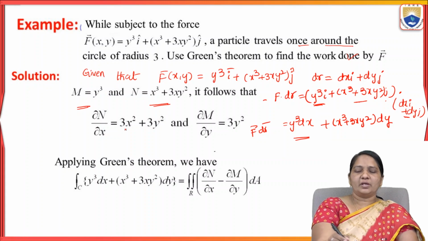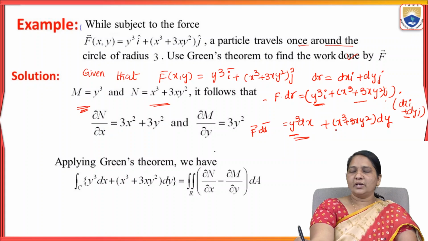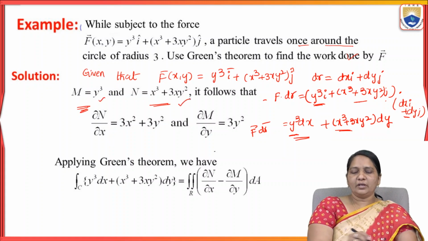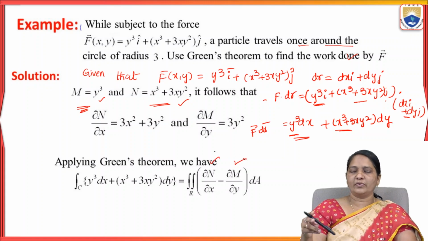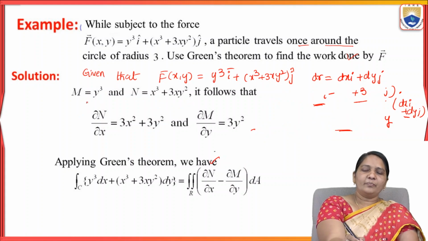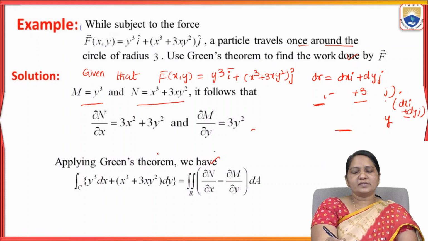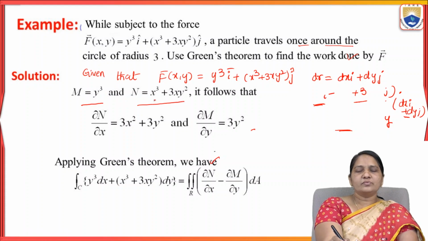So here M dx plus N dy. The M value is the M dx form, so M is y cube, and the N dy form gives N as x cube plus 3xy square. So here we know M and N. If we know M and N, according to the statement, we can find dou N by dou x and dou M by dou y. Now M is y cube and N is x cube plus 3xy square, so by using this, we are going to calculate dou N by dou x and dou M by dou y.